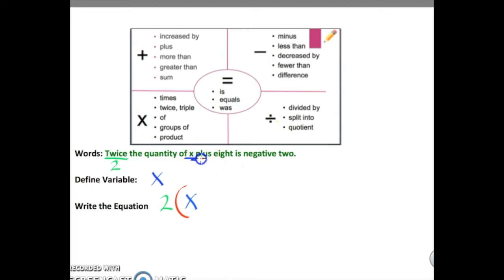Now plus 8. Now I'll be adding. Okay. Plus 8 is my equal sign -2. Hope that makes sense. So twice the quantity of x plus 8 is -2. Now once again, you are to copy, solve, and check in your ISN. Be ready for class discussion.